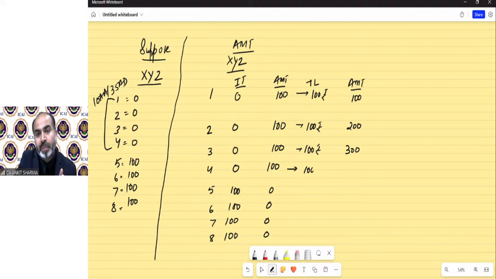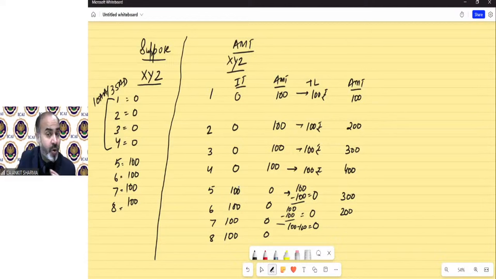Clear? In the fifth year, your liability will be 100 rupees, but this will be utilized out of your credit, so you need not pay anything. Your credit will remain 300. In the sixth year, again 100 is your liability, 100 is your credit, and your tax will be zero. So the remaining will be 200. In the seventh year, again 100 minus 100, your liability to pay tax is zero. Your tax liability is 100, but you are not going to pay anything in cash. So your remaining is 100. And the eighth year will be the same thing.